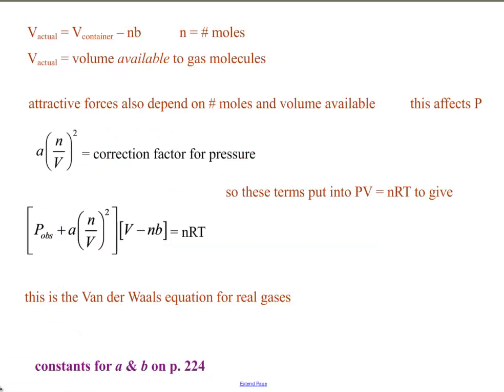So now if we use these two correction terms, the a(n/V) quantity squared and the V container minus nB, what we'll get is the real gas equation. So the pressure plus its correction factor times the volume minus its correction factor equals nRT. And the real gas equation is also called the van der Waals gas equation, and you should be able to, given the constants, figure out a pressure or a temperature or a volume using this equation. Constants for A and for B are in your book, and as it says, they're on page 224.